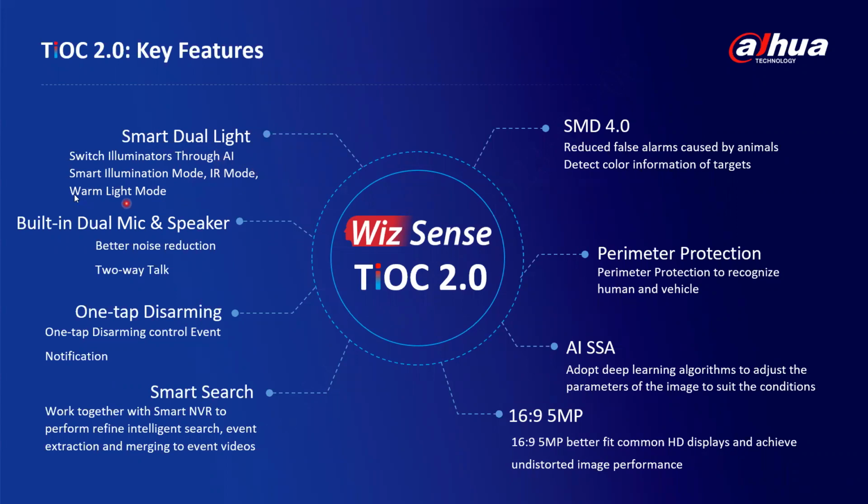So we're going to describe this more in the next slides. So these are the 3 modes that we have, and this will intelligently switch in between those particular modes in the event there are some alarm triggers that have been detected. So alongside that, we have the built-in dual mic and speaker. That is for better noise reduction and facilitation of the two-way talk communication between 2 parties who are placed in different regions. One-tap arming and disarming.